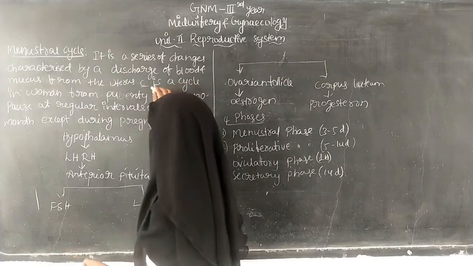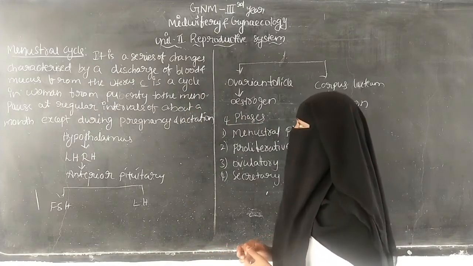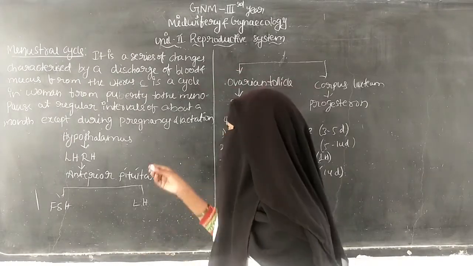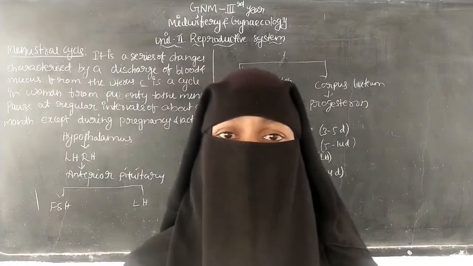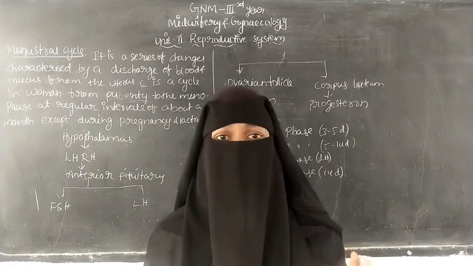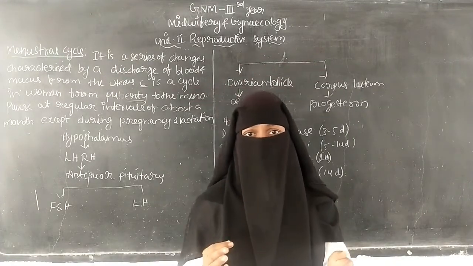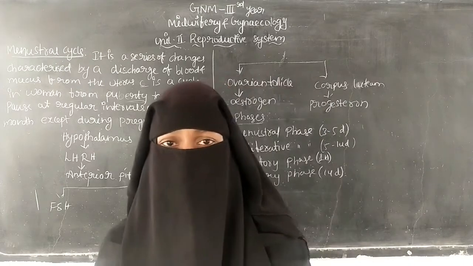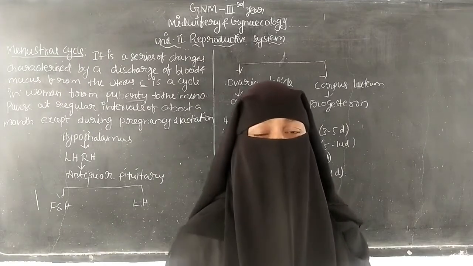It is a cycle in women from puberty to the menopause. The menstrual cycle becomes regular and can start from puberty to menopause. Puberty in girls occurs at the age of 11 to 13 years. Puberty is the starting of the menarche period. During this period, secondary sexual characteristics develop in females.